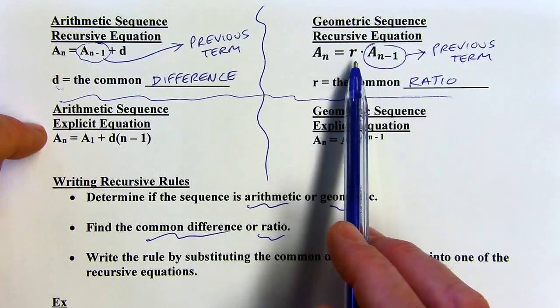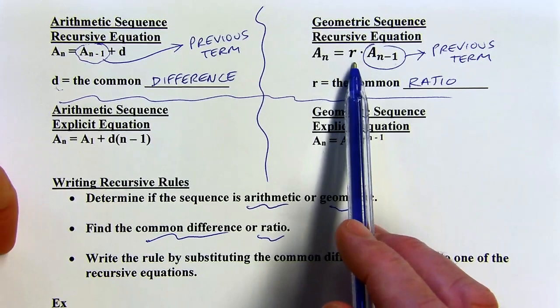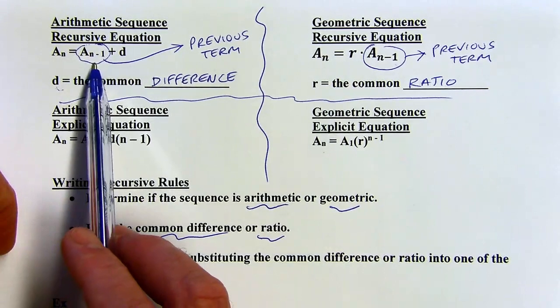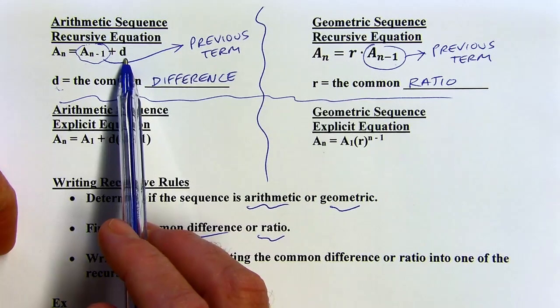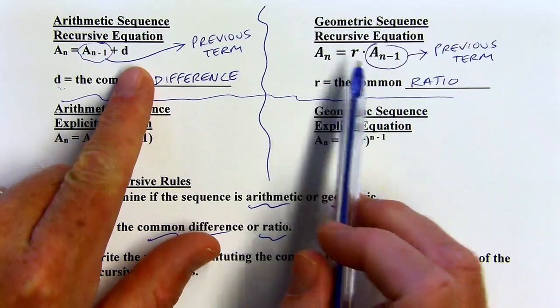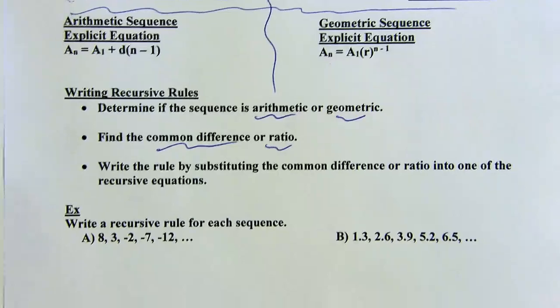A sub n equals 7 times a sub n minus 1, something like that, if we're multiplying by 7 to get from term to term. Or we might have a sub n equals a sub n minus 1 plus 13 if our difference is 13 for an arithmetic one. So all we need to figure out is this piece and plug it in, okay? So let's try it out.